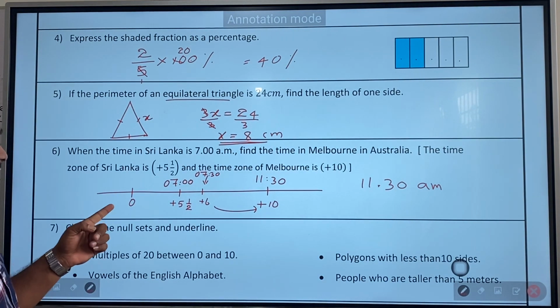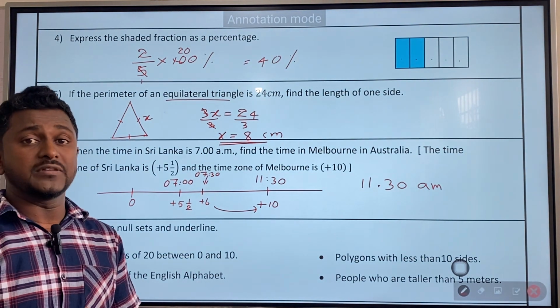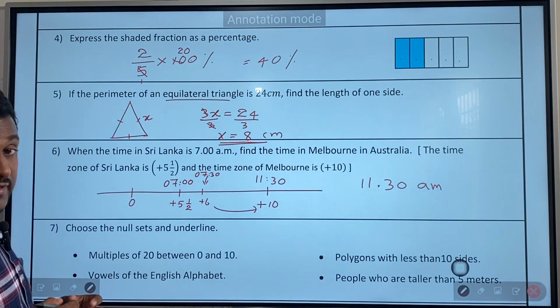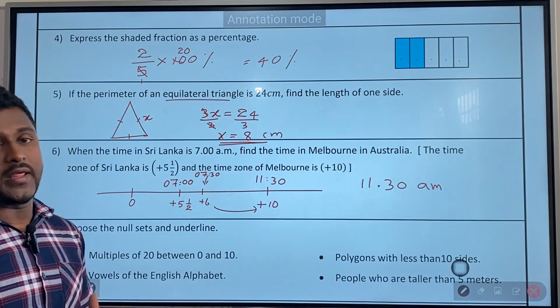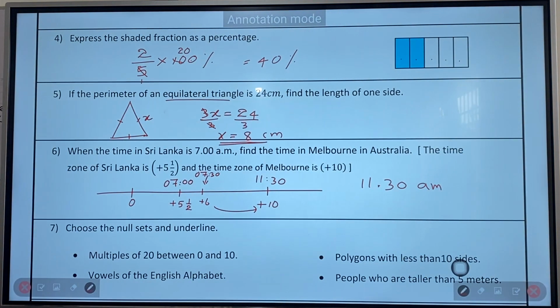Choose the null sets and underline. Null set means sets which haven't any elements. Null sets have no elements at all. Sets without elements are called null sets. We have discussed that before.